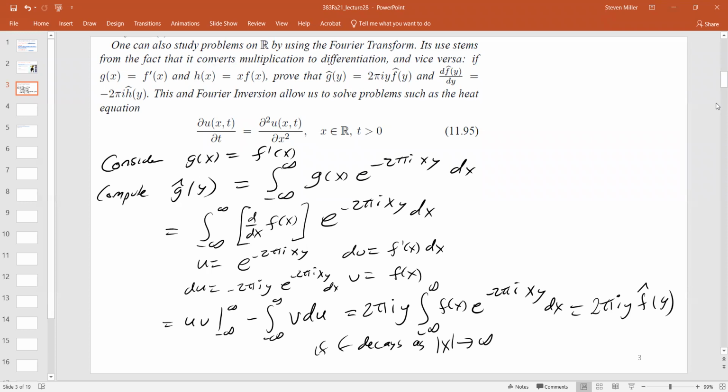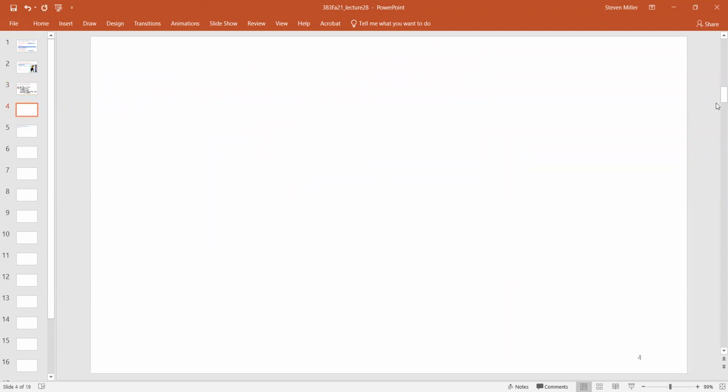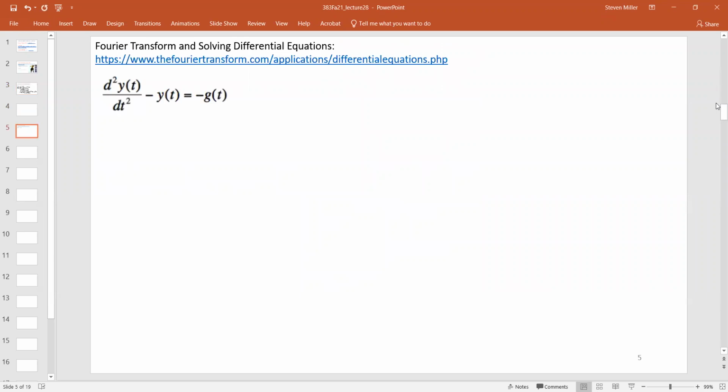So the fact that we can convert differentiation to multiplication is wonderful. We've already seen we can convert convolutions to multiplications. The Fourier transform of the convolution is the product of the Fourier transforms. Okay, so let's use this to solve a differential equation.